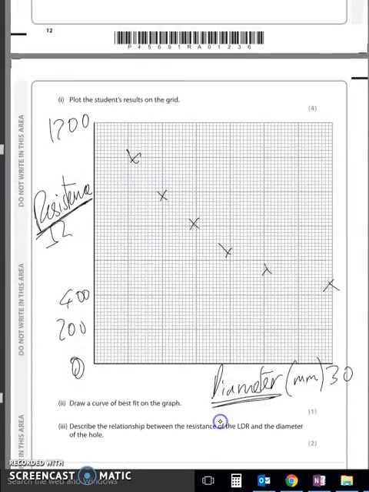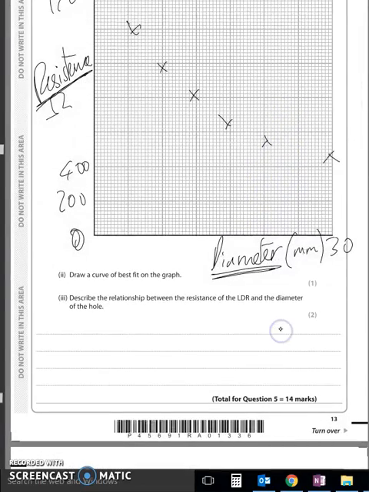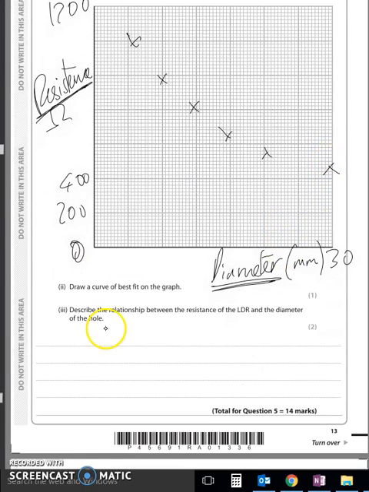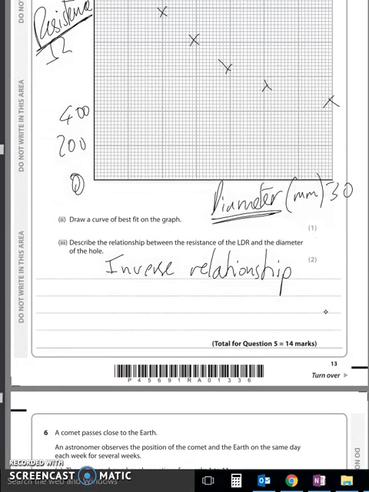Describe the relationship between the resistance of the LDR and the diameter of the hole. Right. You've got, as one goes up, the other goes down. So it's an inverse relationship. As one goes up, the other goes down. What we're looking to see when you're talking about the relationship between them, look at the pattern. Look at what happens between the 2 values. So don't just say it's curved. What is actually happening? So it's an idea of an inverse relationship here, idea that it's non-linear.